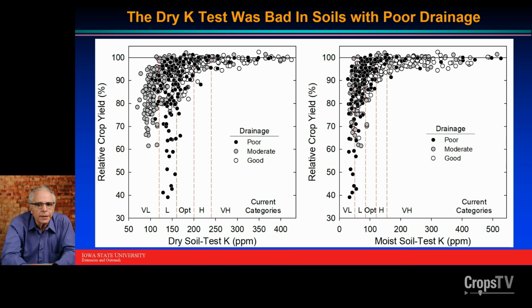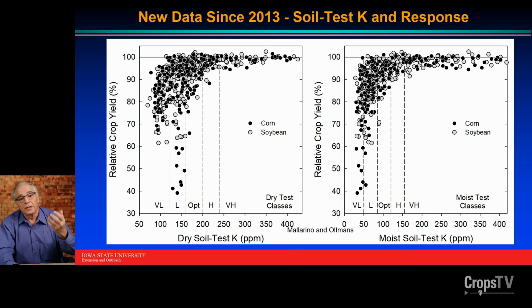However, you look on the right, the moist test, and you see that the correlations are not as great as for phosphorus, but they are much better than for the dry test. And now, if you have a test value for the good drainage or poor drainage or whatever, it means about the same. So you see all these points with different colors are aligned on the same curve. That's the beauty of the moist test. That was the beauty.